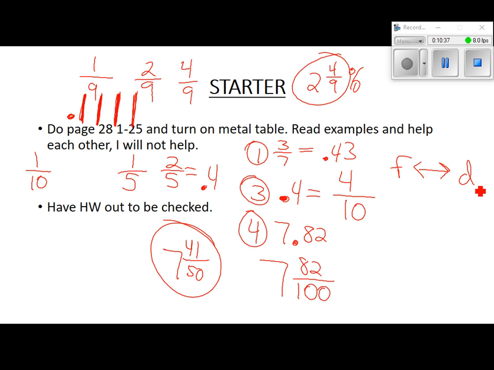Looking at number 5, 37.5%. How do we change that into a decimal? Which way? So 0.375. The calculators all have a percent button on there also.